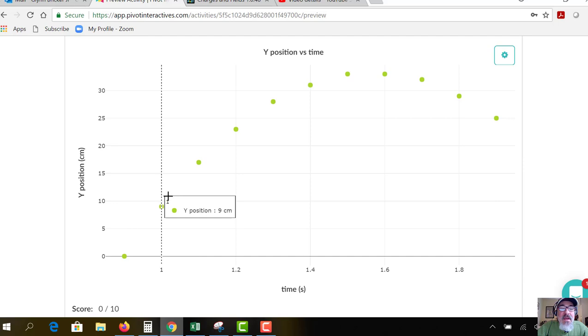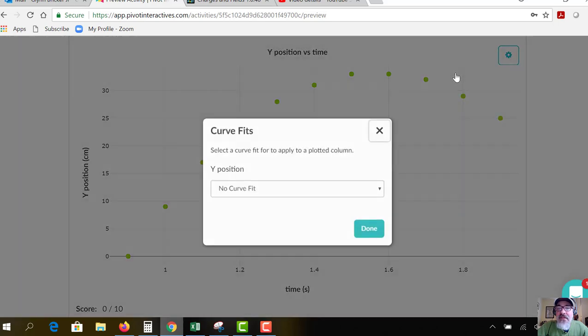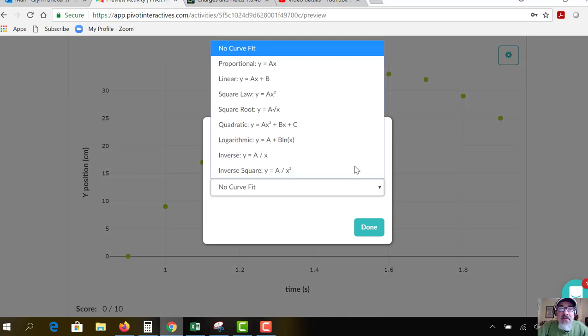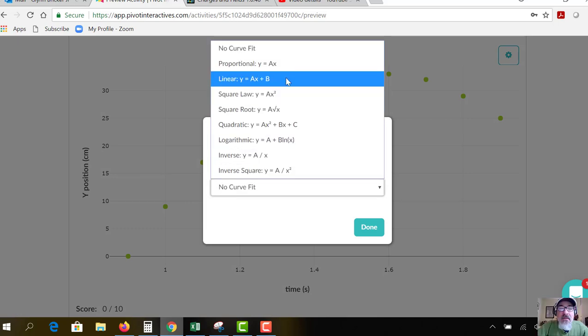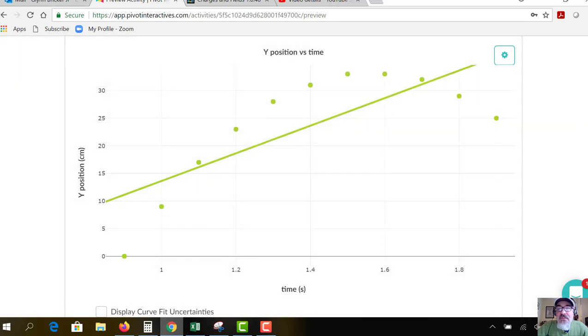And really this is a parabola. But what I want to show you is how to use the position versus time graph to get the velocities. So I'm going to put a line on this. So I'm clicking up here, curve fit, and linear. And of course it doesn't go through most of the points.